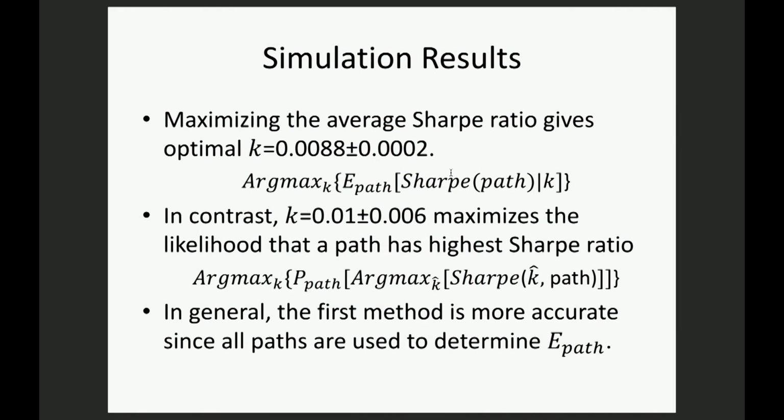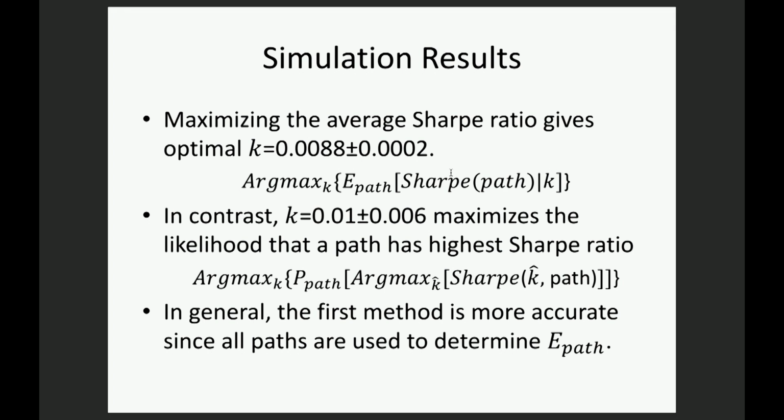So no worries. As I said, there are 2 ways to find the optimal parameters. One is to maximize the average Sharpe ratio across all these 10,000 paths. If you take that approach, which is mathematically summarized here, you find the Sharpe ratio of 1 path given a particular parameter k, and then you take the average of this Sharpe ratio across all the different paths, and then you find the argmax of this expected Sharpe ratio over the parameter k. That's a mathematical summary of what we are trying to do in our computer, and it turns out that the optimal parameter is 0.0088.